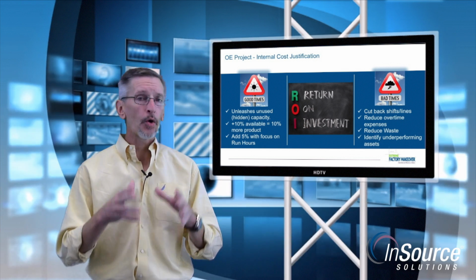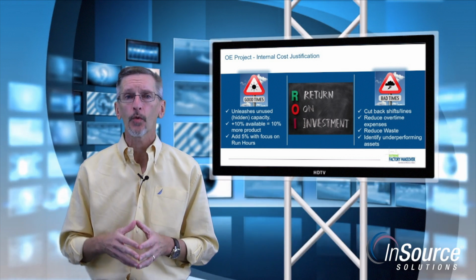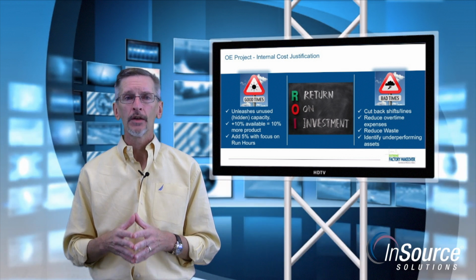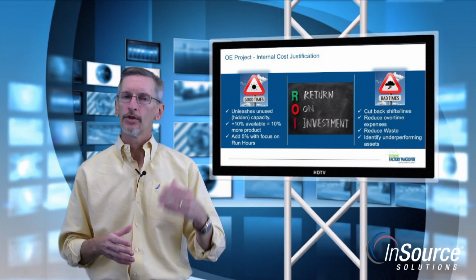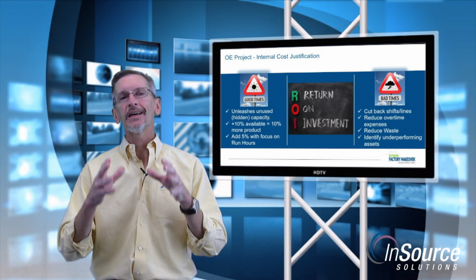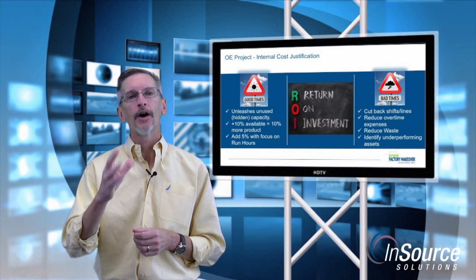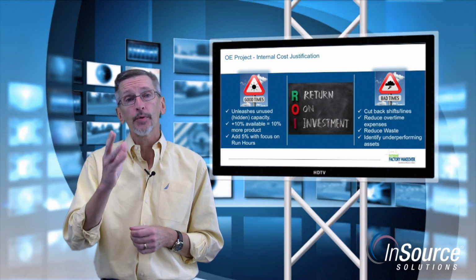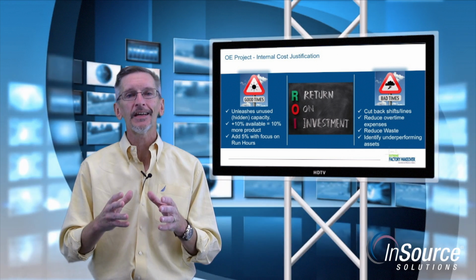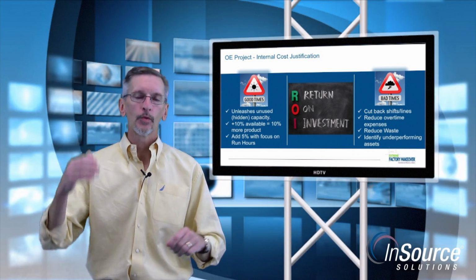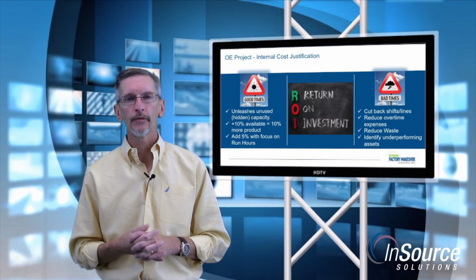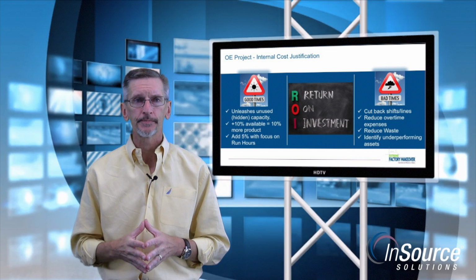You can cut back to only run the lines that are necessary to run to get the product out the door. You can reduce overtime expenses, you can reduce waste, you can identify underperforming assets, underperforming lines, underperforming production teams, and in the end, decrease your cost, which of course will increase your efficiency as you measure it by dollars.